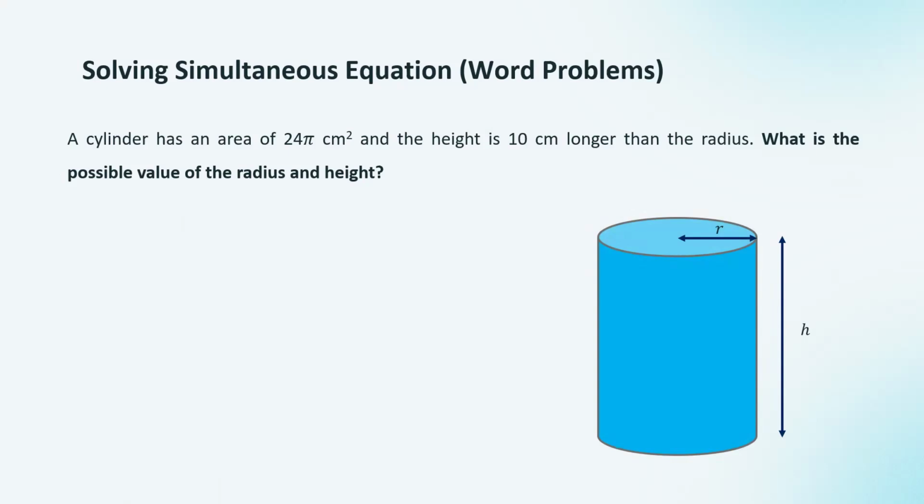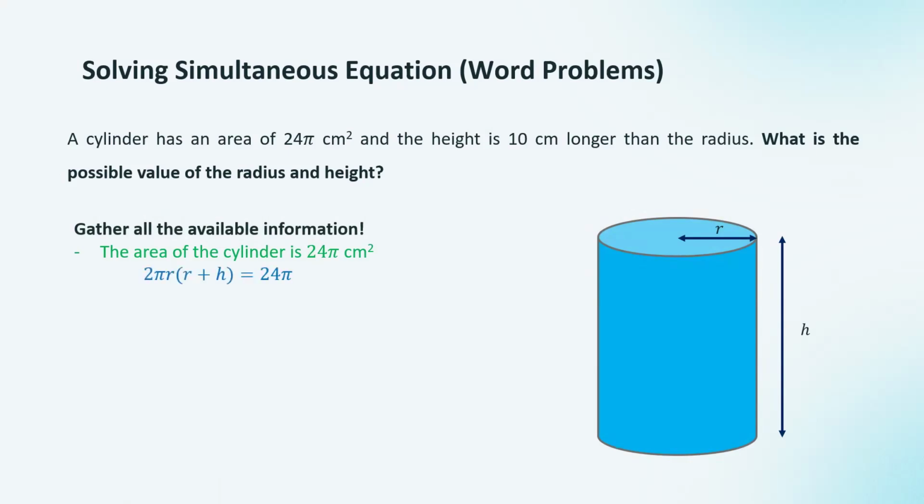After that, we need to gather all the available information. The first one, we know that the cylinder has an area of 24 pi. And then we want to make this into an equation. So we need to remember the formula for the cylinder's area, which is 2 pi r times (r plus h) is equal to 24 pi. The next information that we can get is that the height is 10 centimeters longer than the radius. So h is equal to r plus 10.